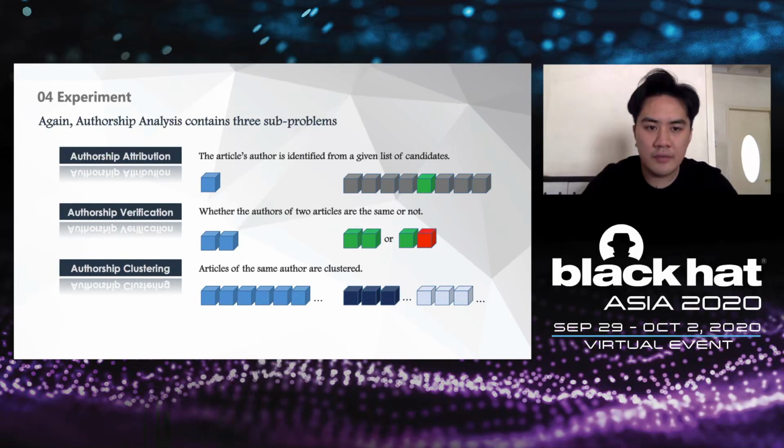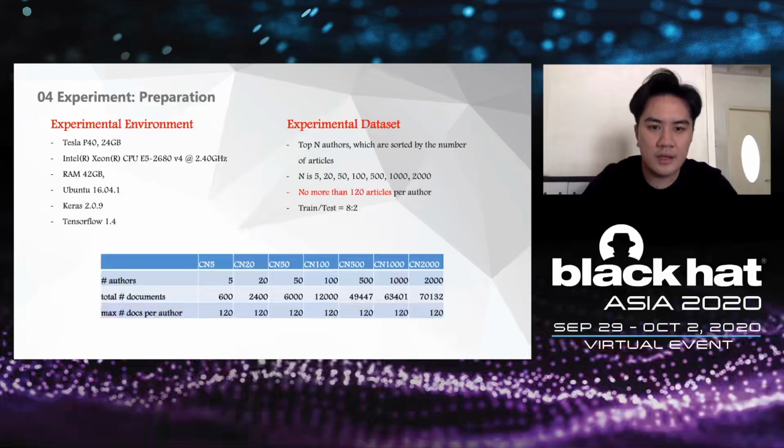Here is some basic information about our experiment environment. Our GPU is a Tesla P40, and we use TensorFlow and Keras as the platform for deep learning. In order to explore the effect of the sample size on each model, we rank the authors based on their number of words and create 7 datasets that contain authors from top 5 to top 2,000. Also, we select no more than 120 articles per author, and the train test ratio is 8:2 as usual.